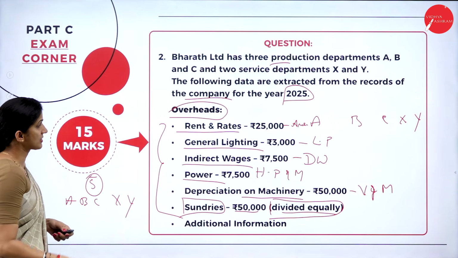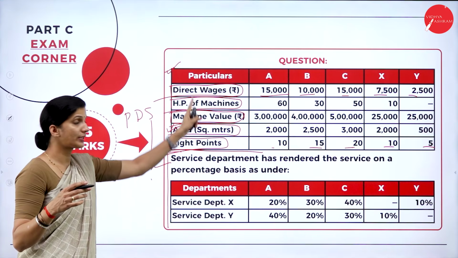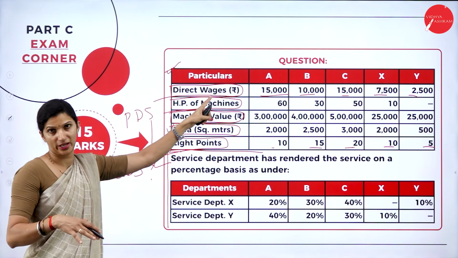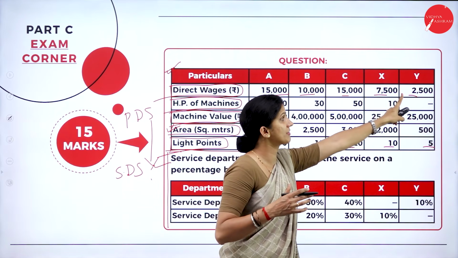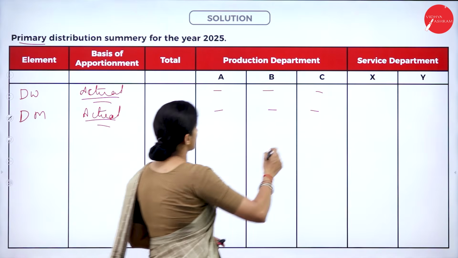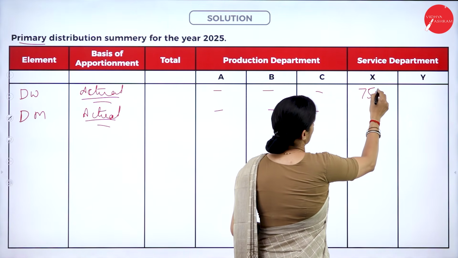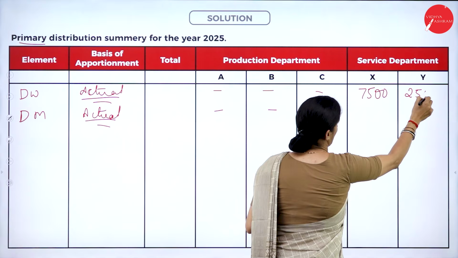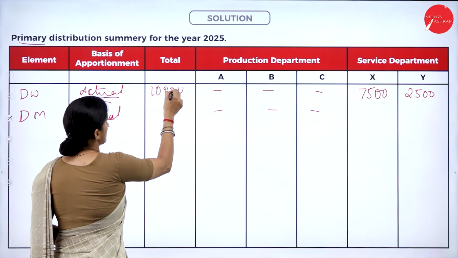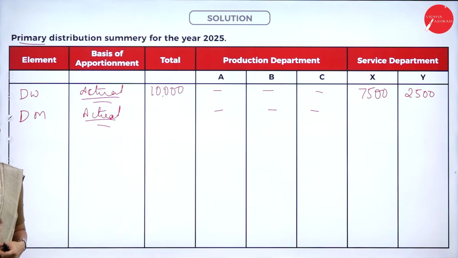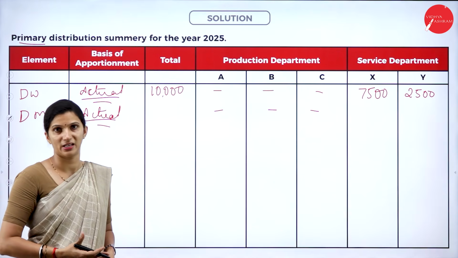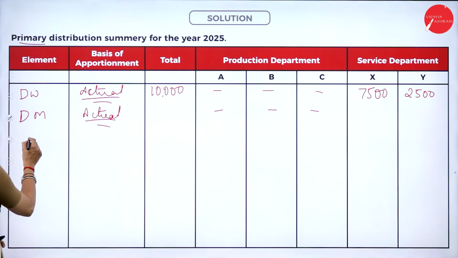For that, you see the table of apportionment. Here we don't have direct material, so direct material is nil, but we have direct wage, that too for the service departments, which is 7,500 and 2,500. So we will write 7,500, then 2,500, and the total comes to 10,000. This is the first step that you compulsorily need to write: the direct wage and the direct material of the service department. Next, we'll go for allocating the expenses.